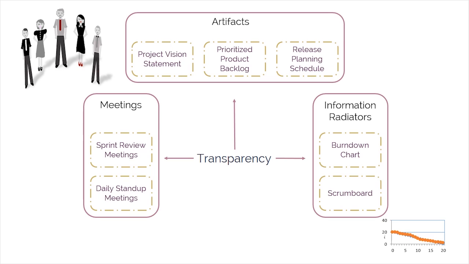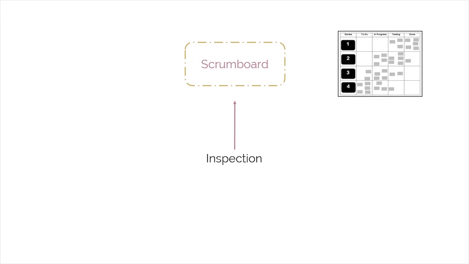the current sprint. The next characteristic of empirical process control is inspection. Let's have a look at the displayed diagram which summarizes the concept of inspection in Scrum. Scrum provides a point of inspection with the use of a common Scrum board and other information radiators which show the progress of the Scrum team on completing the tasks in the current sprint.